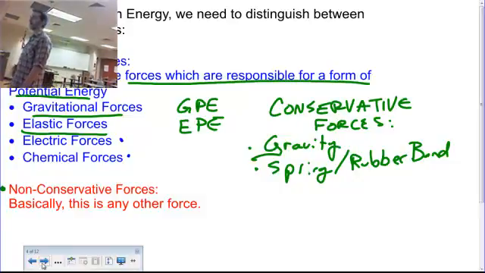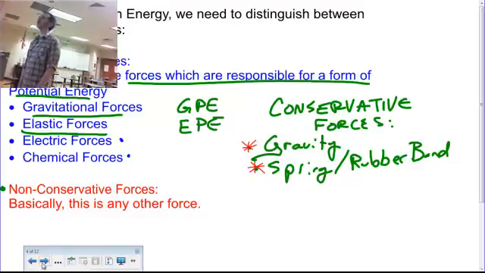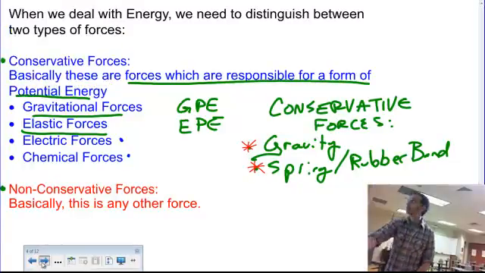All right. So, for the purposes of this class, the only two conservative forces we're going to worry about are gravity and the force from a spring or a rubber band. Anything else, for our purposes, is going to be considered non-conservative. A little bit of an oversimplification, but enough to give you the gist of what you need for this class. So, kabam.